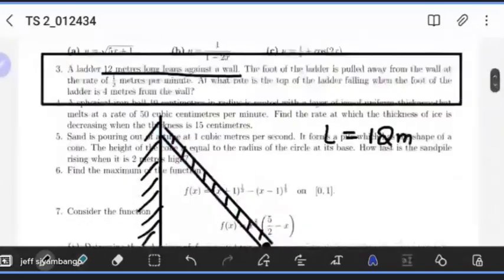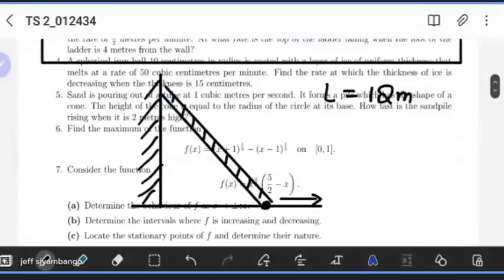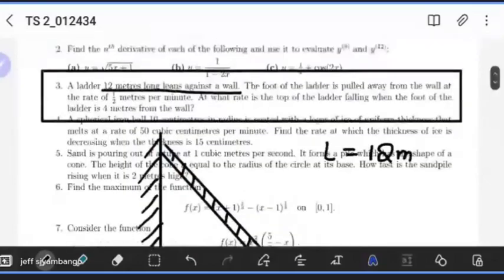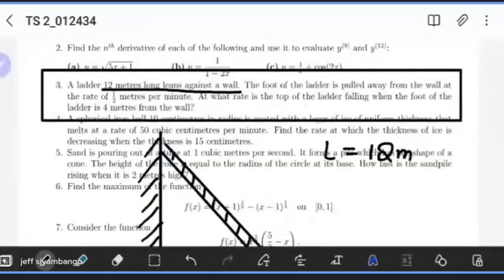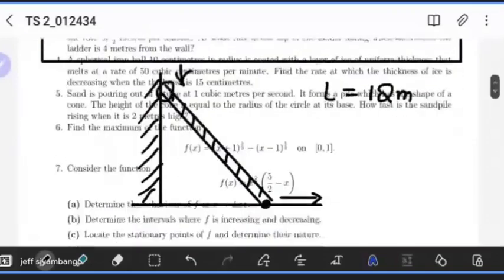What are they saying? The foot of the ladder is being pulled away from the wall at a rate of half meters per minute. So this is being pulled in this direction, and the rate is half a meter per minute. At what rate is the top of the ladder falling? So the top of the ladder is this. At what rate is it falling downwards?